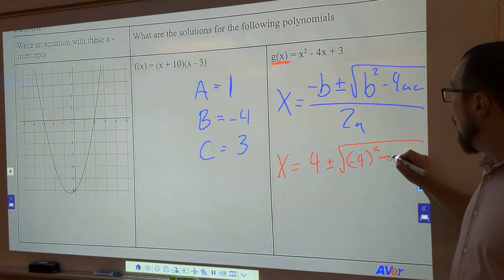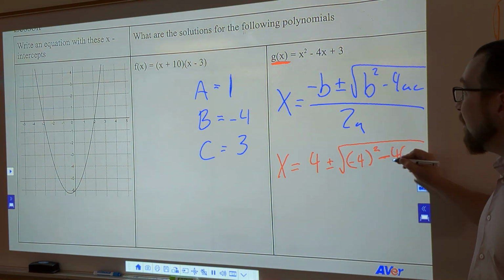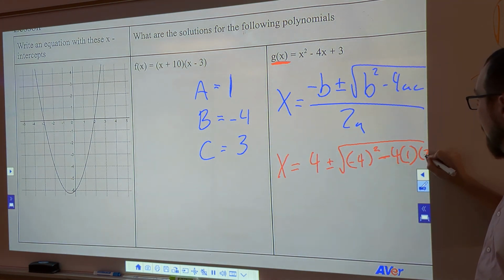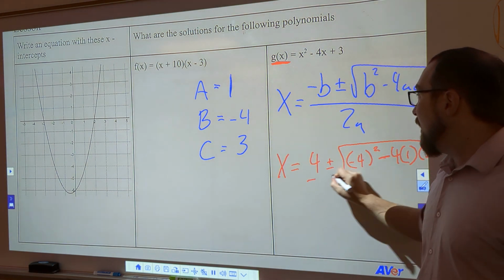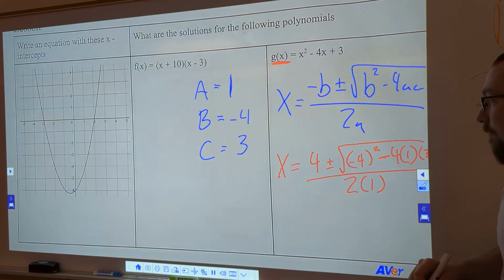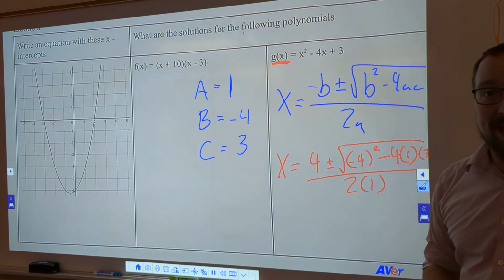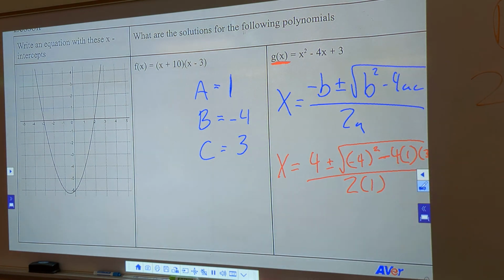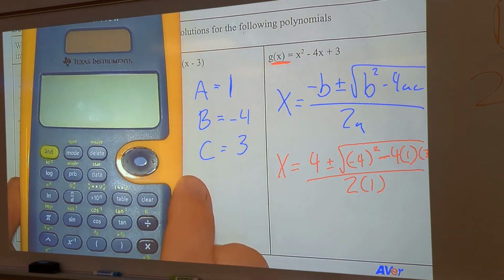Minus 4 times A, which we said is 1, times C, which we said is 3. And that's all over 2 times A, which is 1. Now I could try and do this by hand, and there's no shame in that, no problem with that. But let me show you how to do it on the calculator. This is how we spend most of today's lesson, by doing this on the calculator.